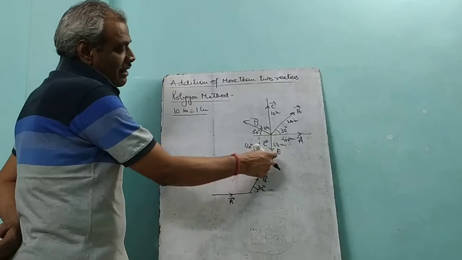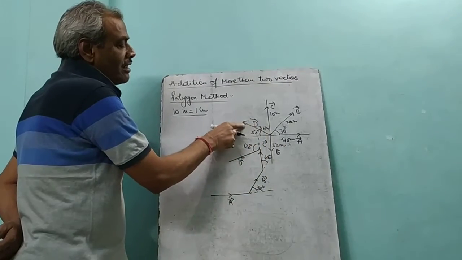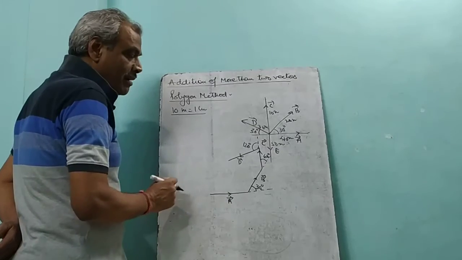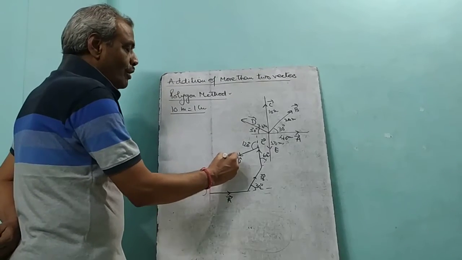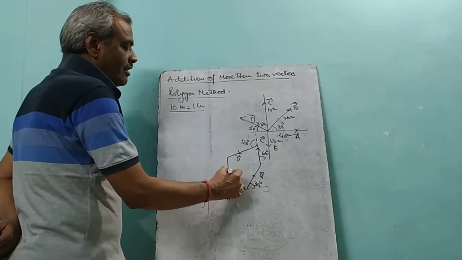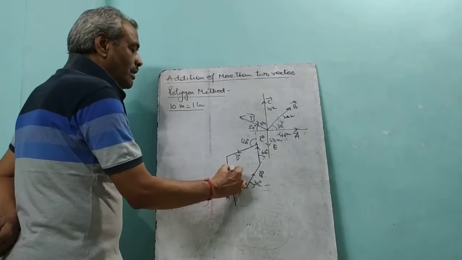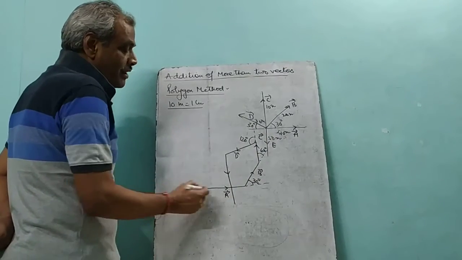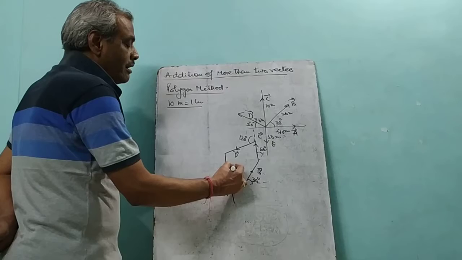And then finally E. What is the angle between D and E? 30 and 90, 120. So this is E. What is the length of line E? Because its magnitude is 50, so 5 centimeter. This is E.